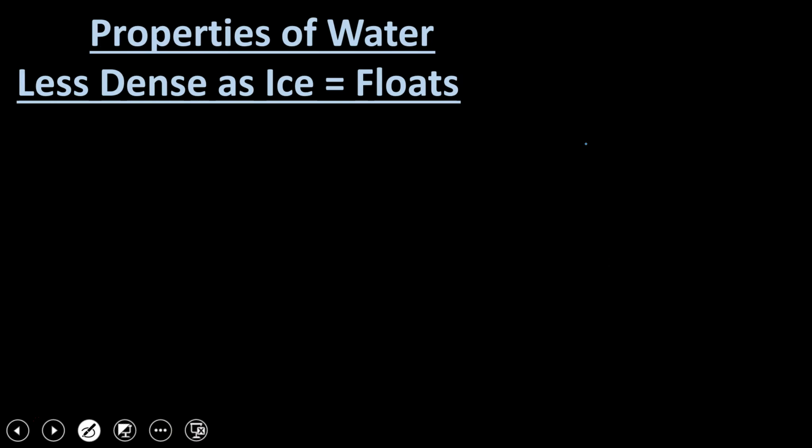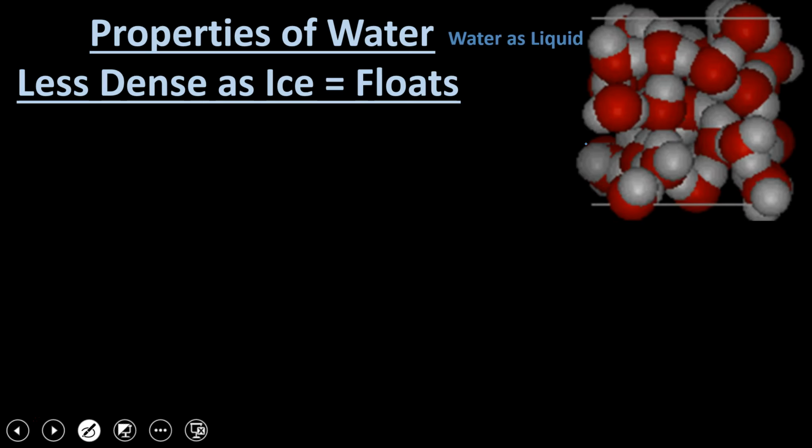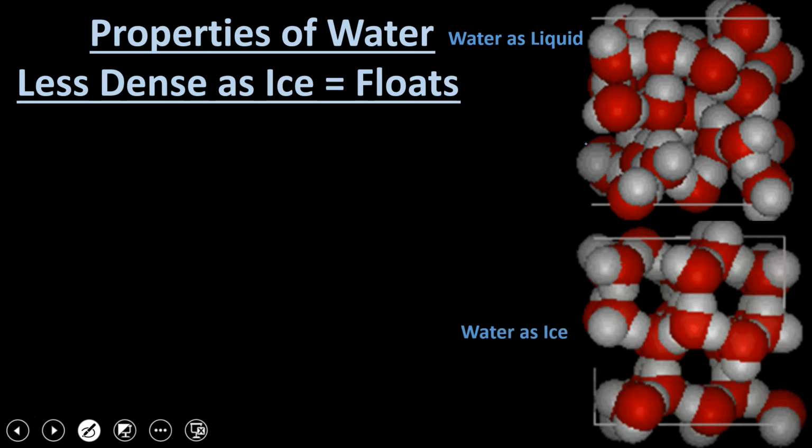And lastly, water is less dense as ice. If we look at each water molecule as liquid, we can see that they're really pretty close together, okay? But as water freezes into ice, those molecules actually expand a little bit and it becomes less dense. As a result, that ice is going to float in water.